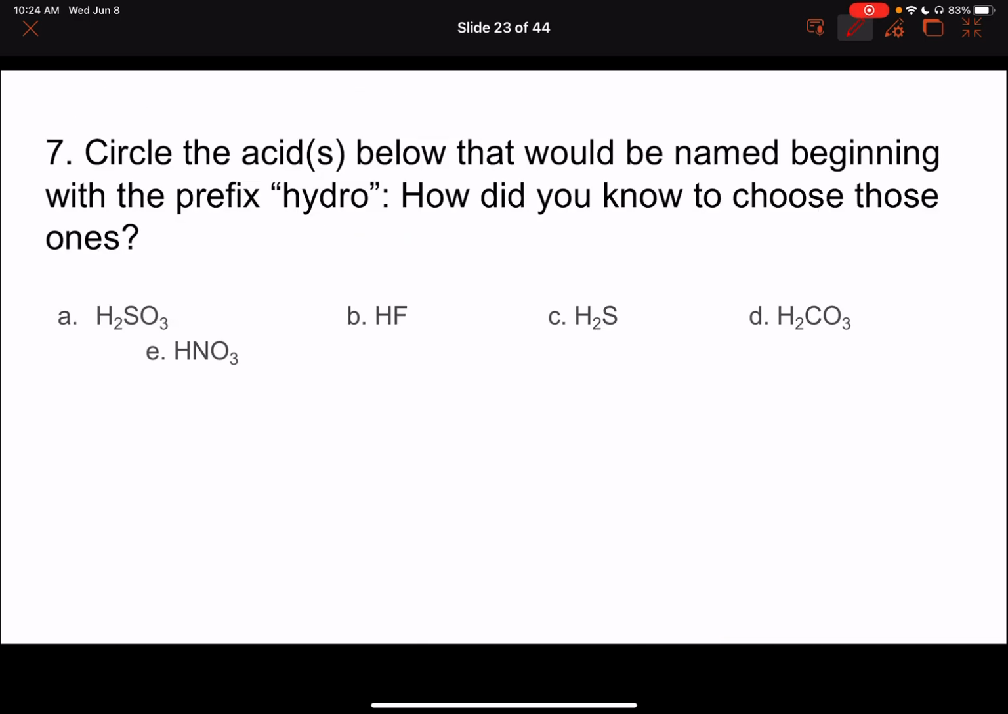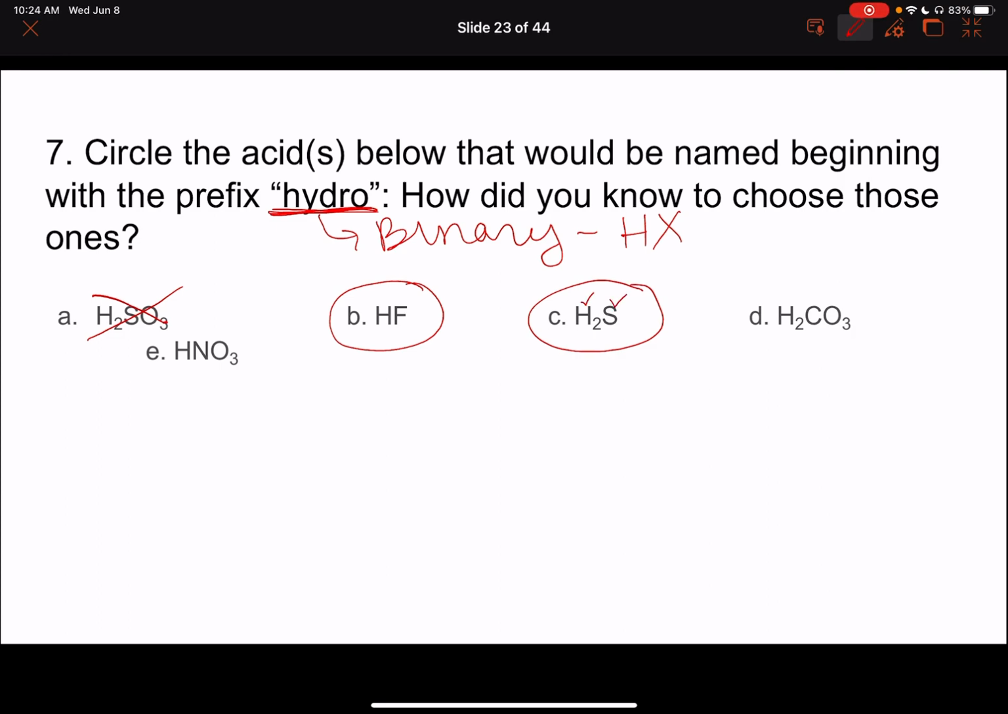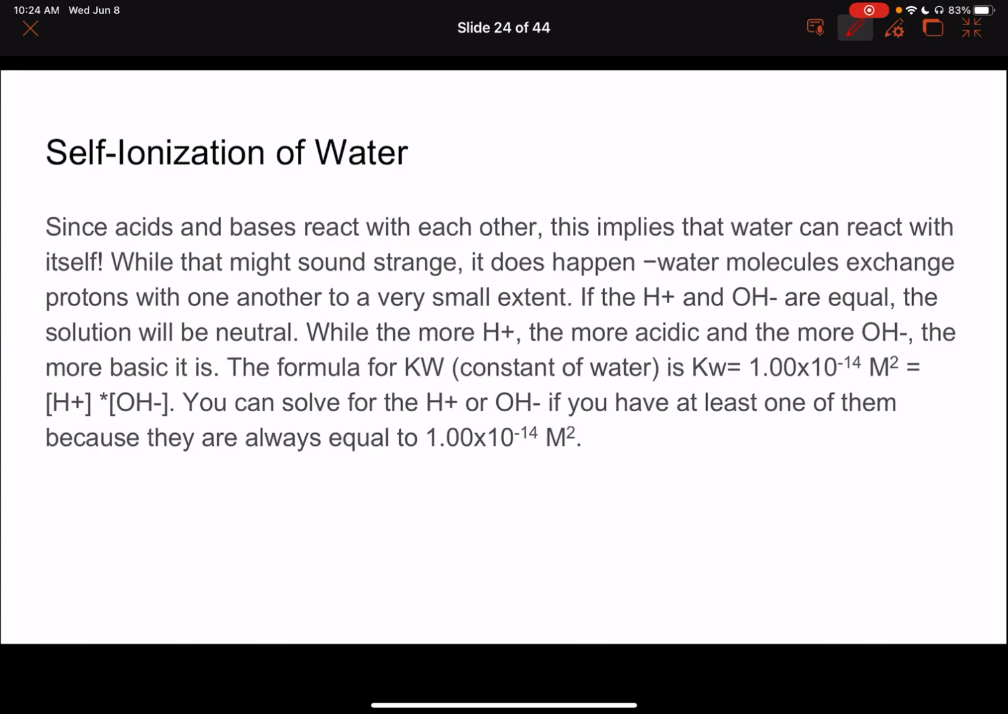Now, circle the acids below that would be named beginning with the prefix hydro. How did you choose those ones? Keep in mind, if you have a hydro prefix, they have to be binary. Binary means 2: an H and an X. If it has O, it's not binary. HF, that would work. H2S works because it's 1 element, 2 elements. There's an O, it doesn't work, and there's an O, it doesn't work.